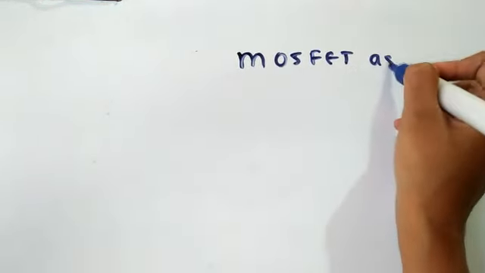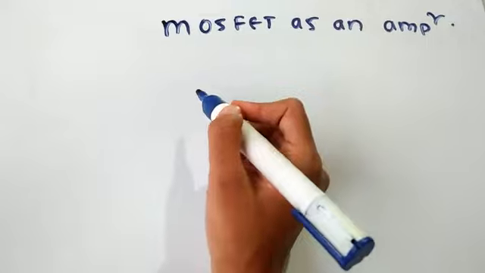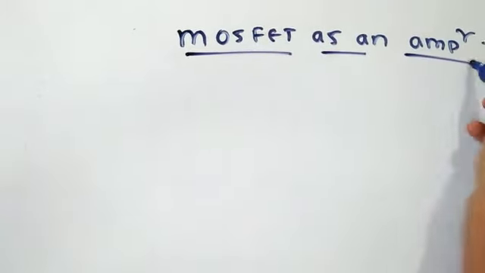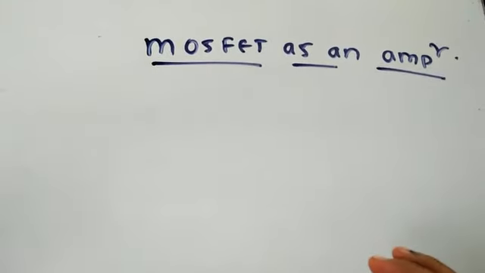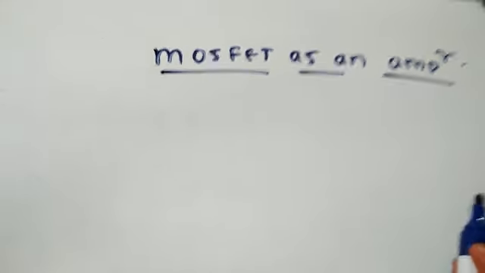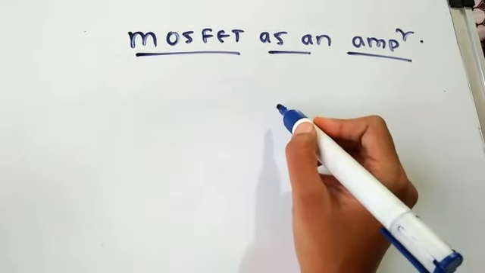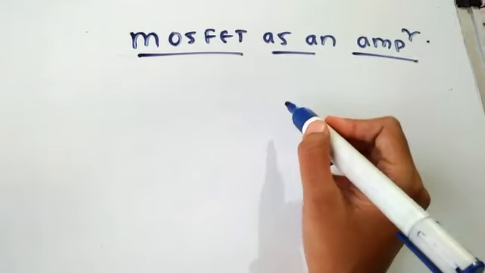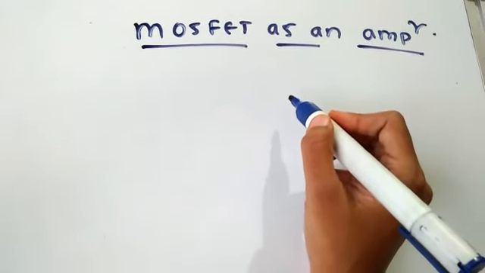MOSFET as an amplifier. An amplifier is a circuit which amplifies a low level signal. Generally, for a transistor as an amplifier, we use the common emitter configuration. Like that, in MOSFET, we are going to use the common source amplifier, CS amplifier. If the source terminal is common, that amplifier is called a common source amplifier.